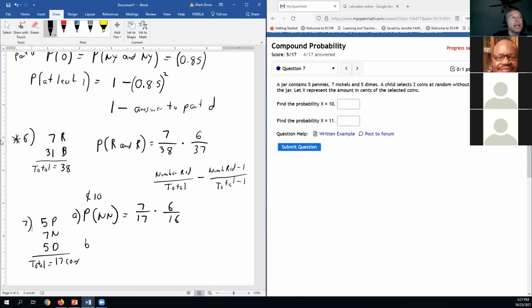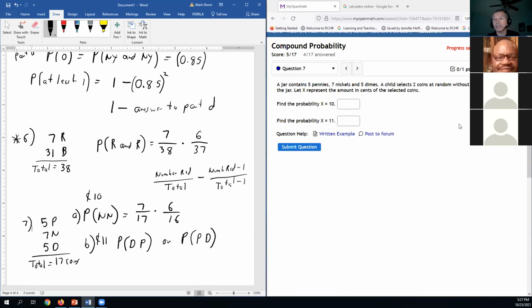Part B, how can you get 11 cents? 11 cents on 2 coins. On 2 coins, that's what the problem says, is 2 coins total. So there's 2 ways to get 11 cents. It could be that the first is a dime and the second is a penny, or it could be that the first is a penny and the second is a dime.